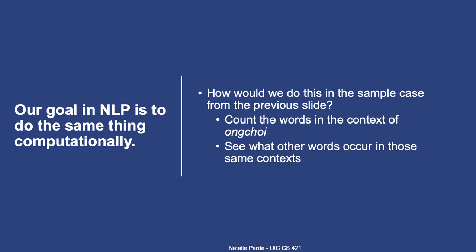So a big goal of ours in natural language processing is to come up with clever ways to allow computers to perform the same kind of reasoning. A simple way that we could conceivably do that is by saying, okay, let's define context as the 3 words before and the 3 words after. And let's look at all the words that occur in the context of ong choy in our large corpus, and then let's see what other words occur in those same contexts.